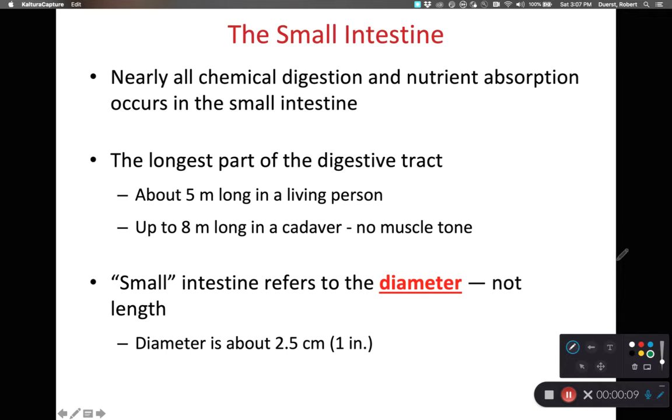Hi class, in this recording we're going to focus on the small intestine. Let's look at the small intestine. The big thing we need to emphasize is that we have chemical digestion and nutrient absorption in the small intestine. Those are the two biggies of the small intestine.